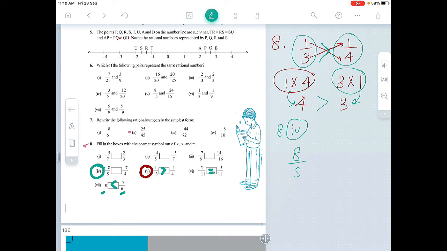8 by 5 and 7 by 4. Again the same procedure. First numerator into second denominator, 8 into 4. First denominator into second numerator. So it is coming 32, it is coming 35. So 35 is greater than 32. So definitely 7 by 4 is bigger than 8 by 5. Okay. Now in this way we will do the rest of the sums.